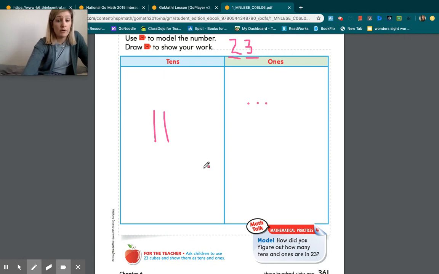You guys can always check your work by doing this. Counting your quick picture and seeing if it's the correct number. So count with me. 10, 20, 21, 22, 23. Did we get the number we were looking for? Yes, we got 23. So that's how you know for sure that your quick picture is correct and you did it right. Always count your quick picture when you're done drawing it to make sure that it matches the number you were working towards, okay?